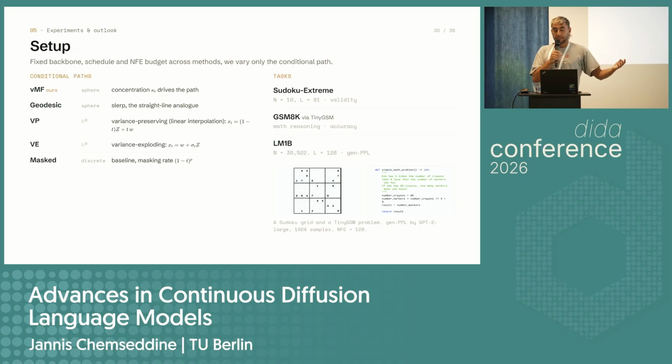The other thing we look at is called GSM-8K math reasoning. These are grade school math problems where the LLM has to write code and then it's run. If it's the correct answer, it's accurate, and if not, it's not. And finally, you have this very small text dataset called One Billion Words. This is the smaller scale academic text dataset that we run our models on.